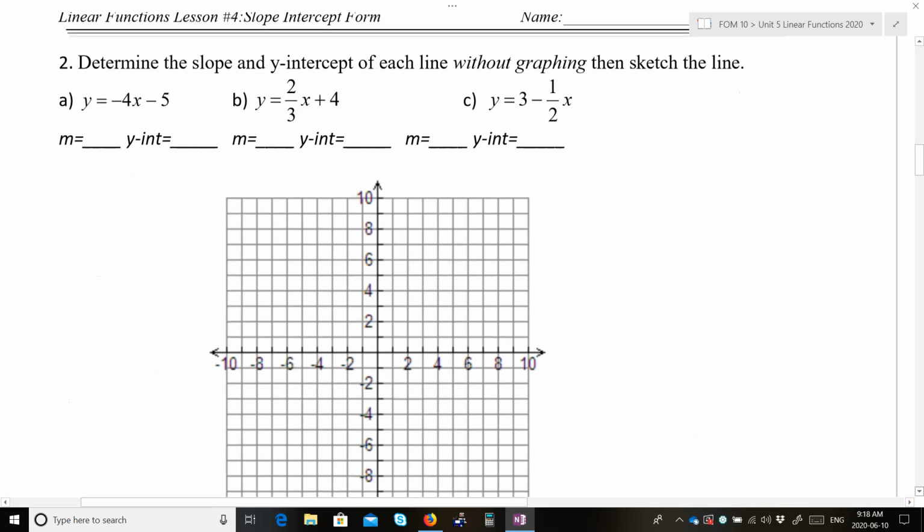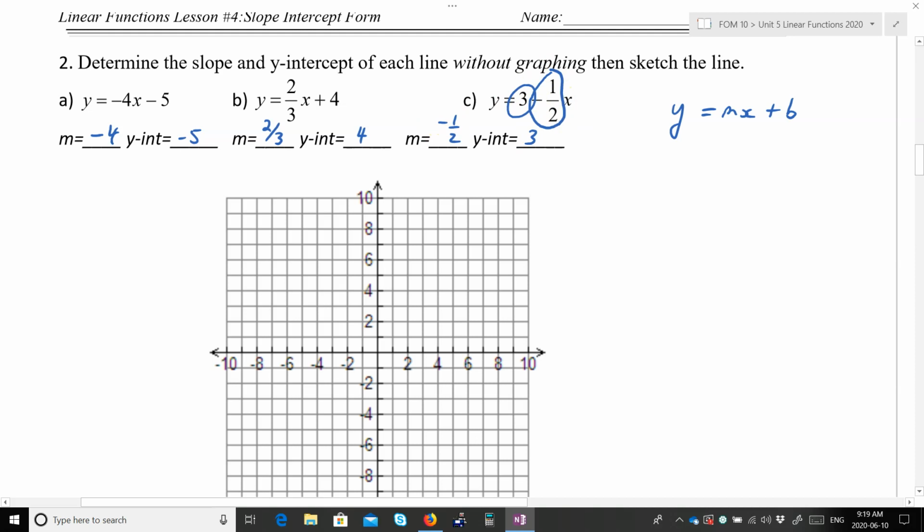Okay, number 2. Determine the slope and y-intercept of each line without graphing. Then sketch the line. And notice that y is by itself for all of them. Y equals mx plus b. So the slope for this one is -4. The y-intercept is -5. The slope here is 2/3. The y-intercept is 4. And letter C is written the other way around, right? It's got 3 minus a half x. So the number in front of the x is the slope. You have to include the sign, so it's -1/2. And the y-intercept is that +3.